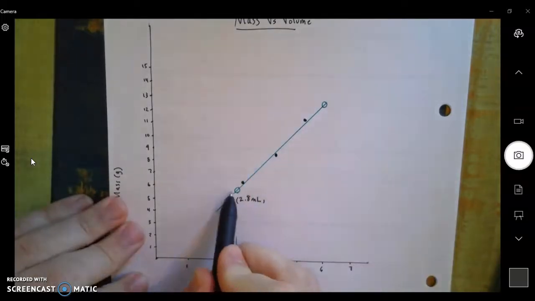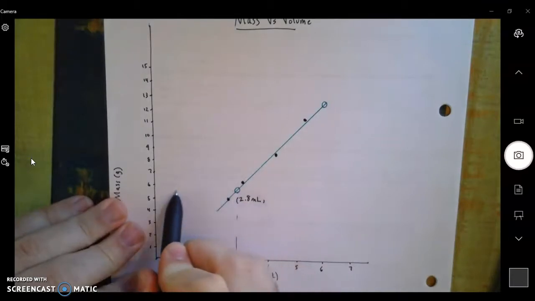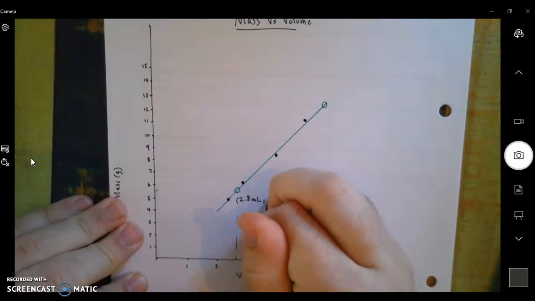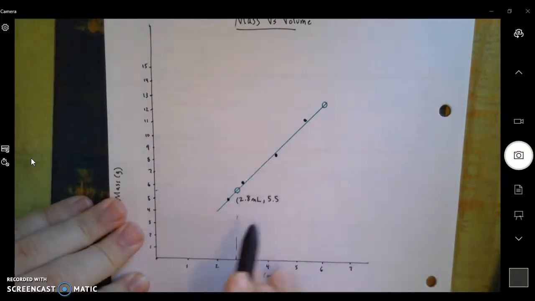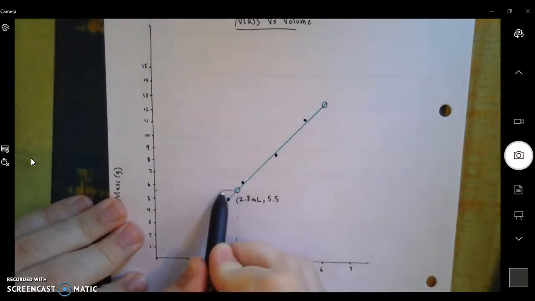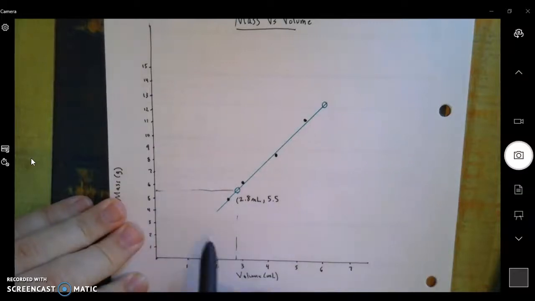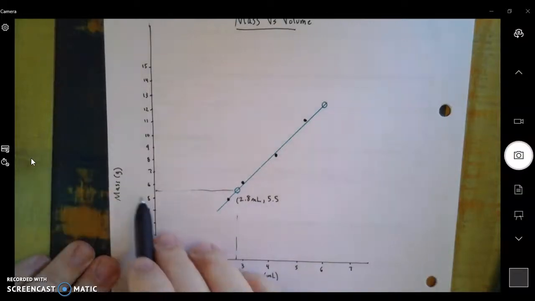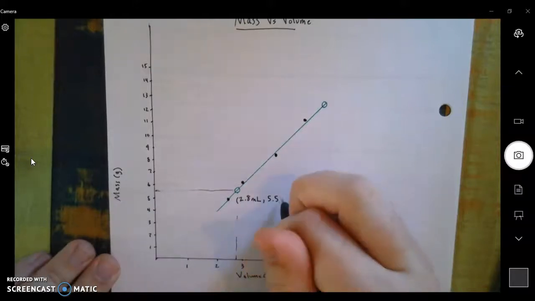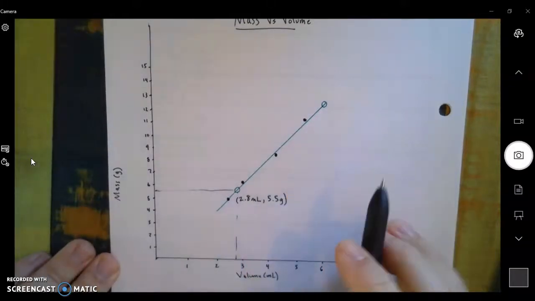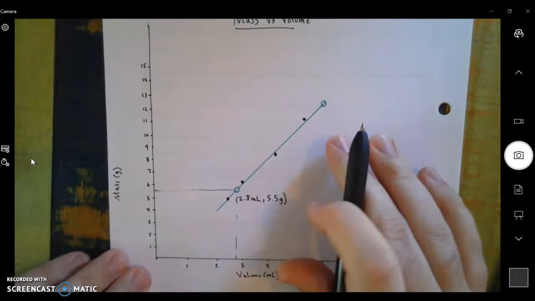And now I will go over to find my point. And I am at 5.5. Right? I took this all the way over. And my units on my y-axis are grams. So I will write that in. All right. We're going to do the same thing up top.